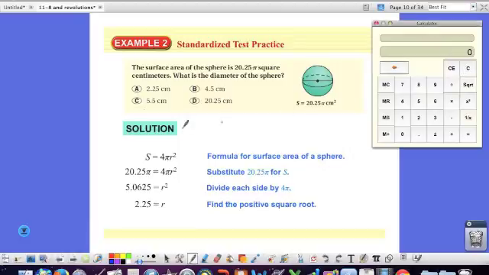Ooh, look, standardized test practice, aka SAT, but they can't say that because they don't own the rights to the SAT.